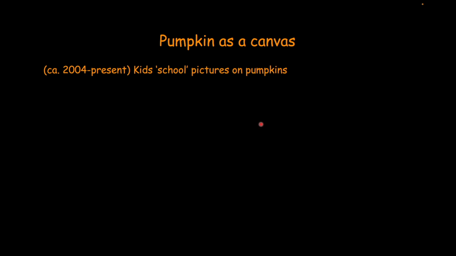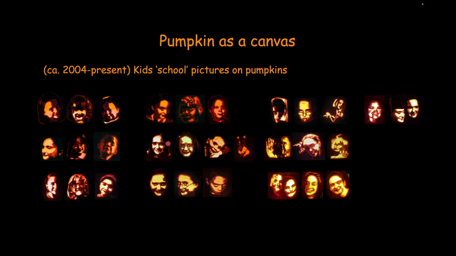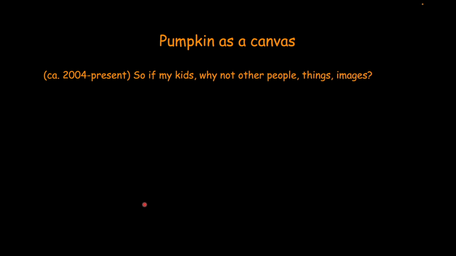That has led, of course, to creating my kids as what we call the school pictures on pumpkins over the years, and these are just some of them. It's always my oldest to my youngest, and you can see that I've been doing this for a few years, using pictures as they grew up so I can watch them age on pumpkins. Once I started doing my kids, I thought, well, if I can put my kids' faces on a pumpkin, certainly I can put other people or other things or other images on pumpkins.